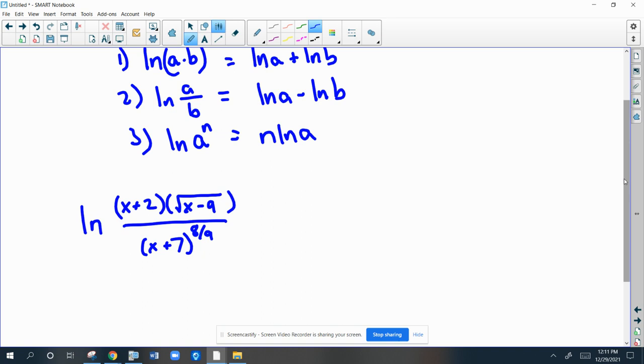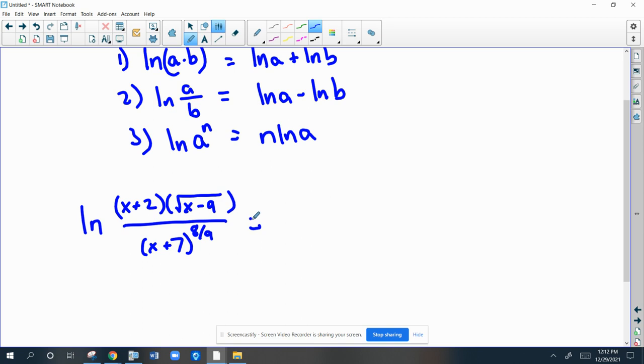Basically it's a quotient. You can make it the log of the top minus the log of the bottom. And then you have the log for the product of the top, and then you can bring down all the exponents. I went through that really quickly because when you practice this, it's really easy to shortcut the whole thing.